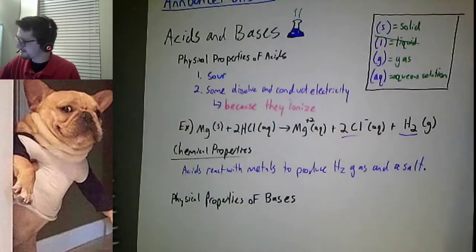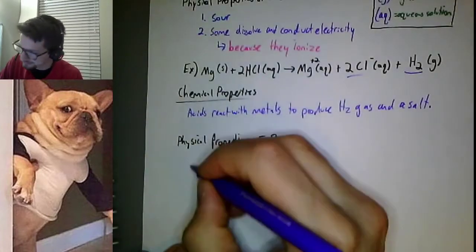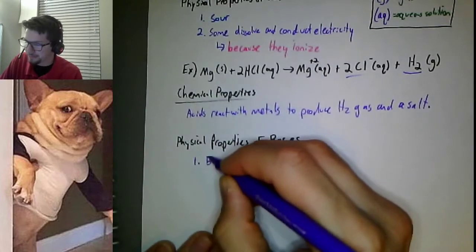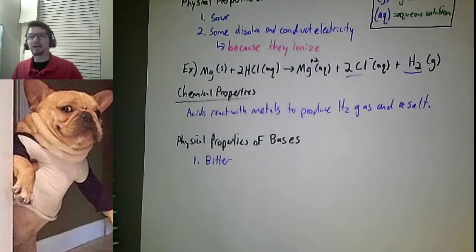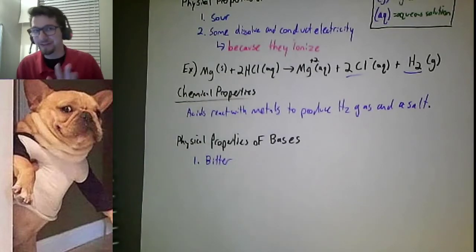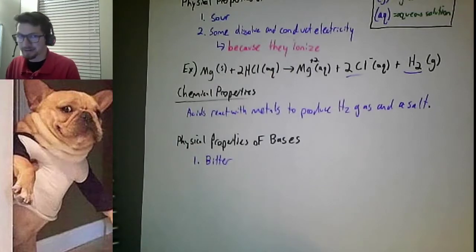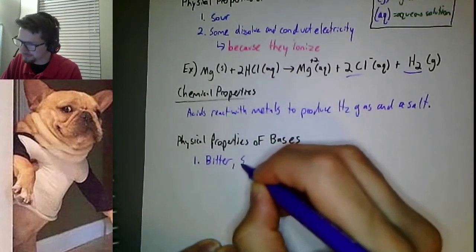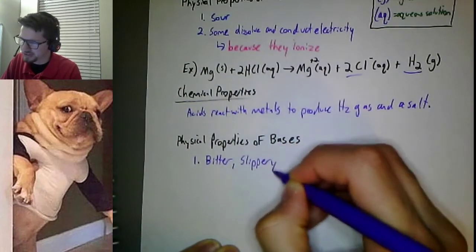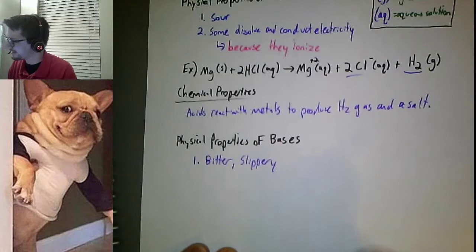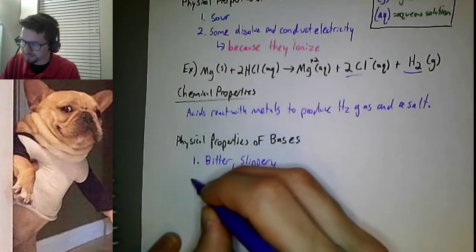Physical properties of bases. So number one, it's bitter. We end up eating a lot more acid than we do base because very few people like the very basic flavor. It's very, very strong. Like imagine eating soap. That's sort of what bitterness feels like. It's very bad in very high quantities. A little bit of bitter is great. A lot of bitter is way too much. It's also slippery. Basically, if you can use the word to describe soap, you're probably also describing a base.